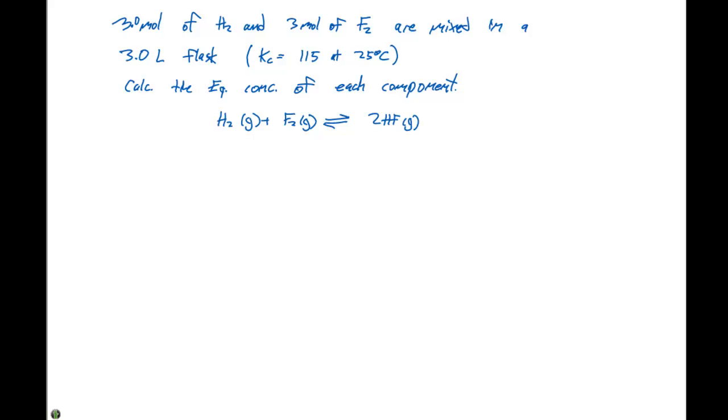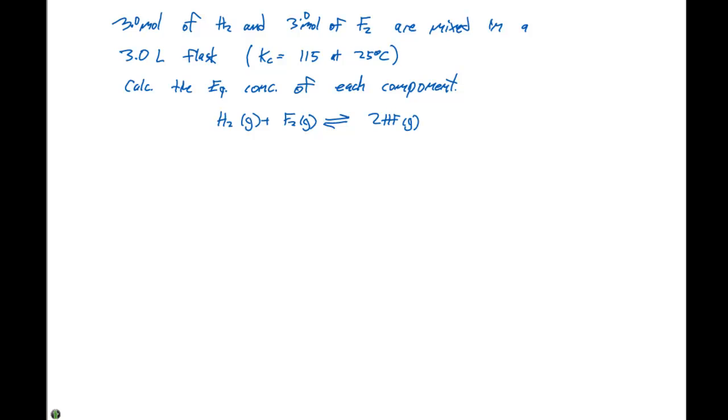So for this problem, we have 3.0 moles of hydrogen and 3.0 moles of fluorine gas mixed in a 3.0 liter flask. The Kc is 115 at 25 degrees Celsius, and we need to calculate the equilibrium concentration of each component. And here we have H2 gas plus F2 gas in equilibrium with 2HF.